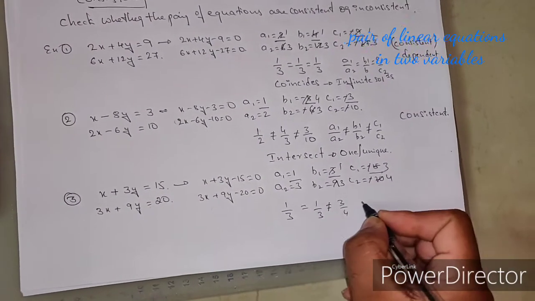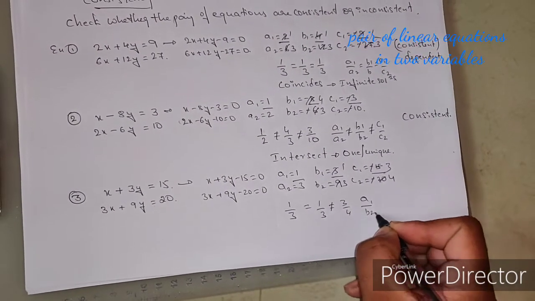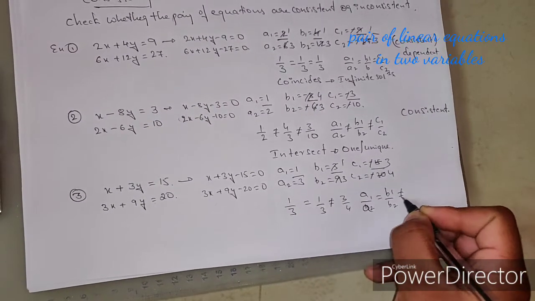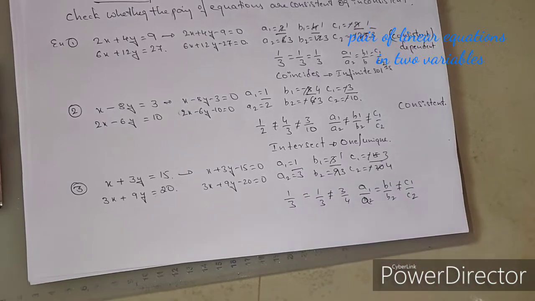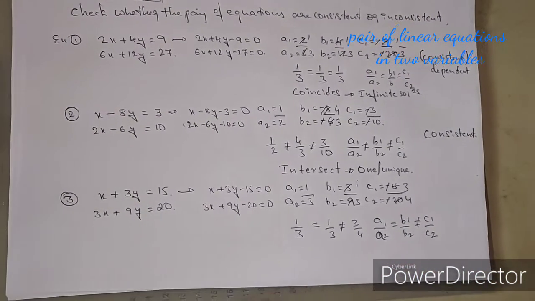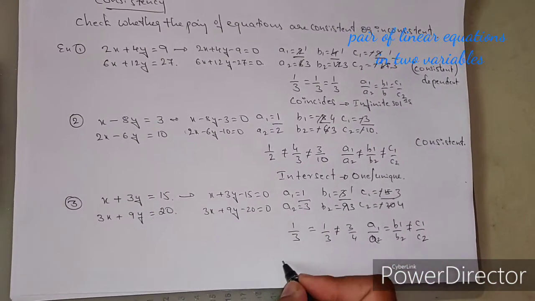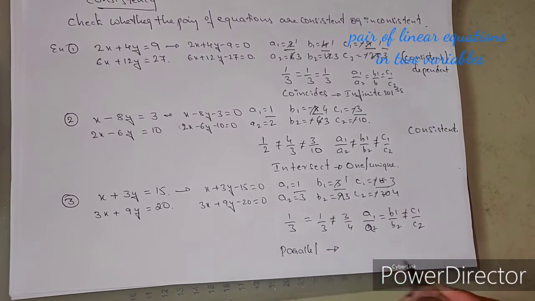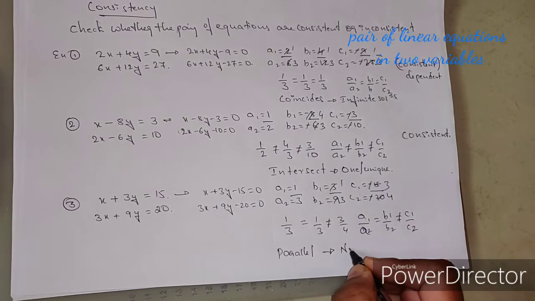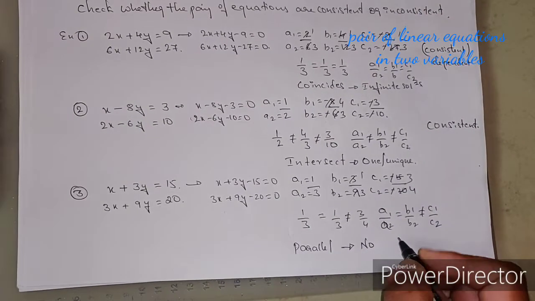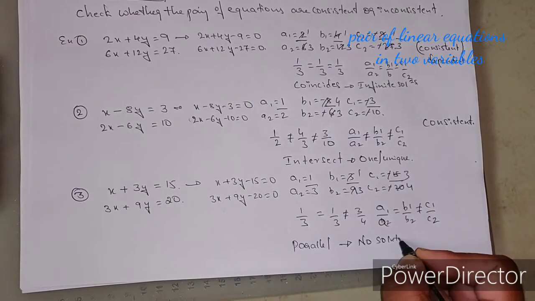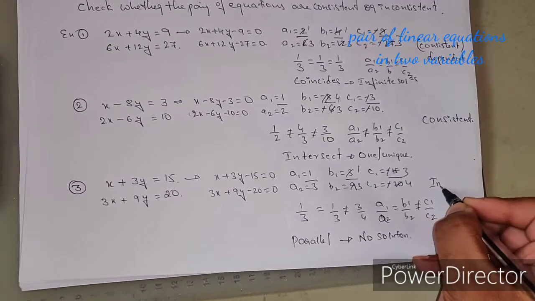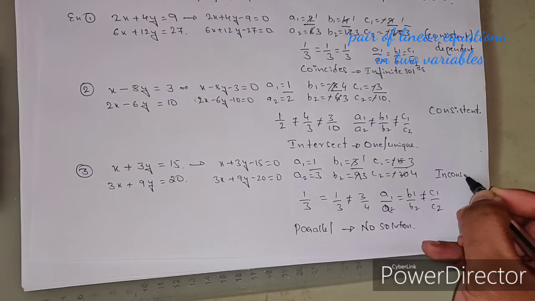You can write it as a1 by a2 is equal to b1 by b2, but it is not equal to c1 by c2. When we see this relation, then the lines are parallel to each other. If the lines are parallel to each other, then we do not have any solution. We can write no solution. If we do not have any solution, we can tell that the solutions are inconsistent.